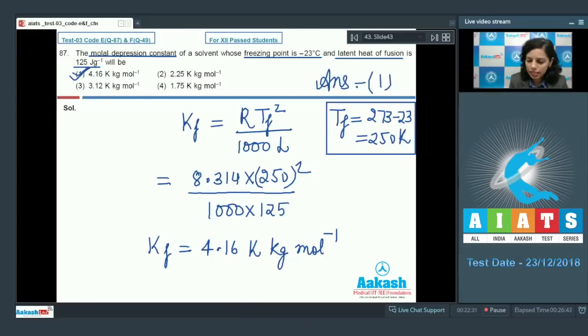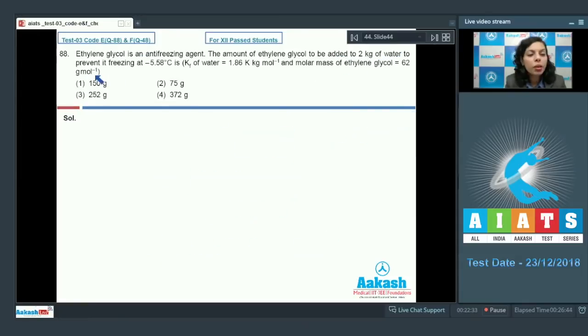Now, after this, let's take the next question. Question number 88. Ethylene glycol is an anti-freezing agent. The amount of ethylene glycol to be added to 2 kg of water to prevent it freezing at minus 5.58 degrees Celsius is. Kf value for water is given as 1.86 Kelvin kilogram per mole, and the molar mass of ethylene glycol is also given, that is 62 gram per mole.